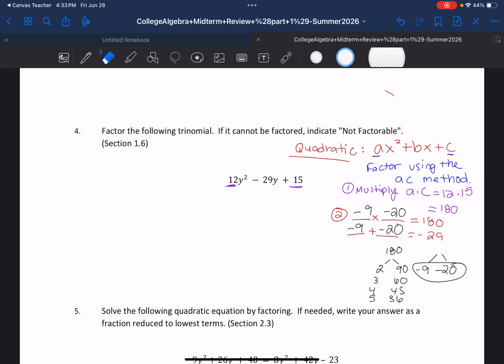So you may have been able to find that quicker than me, but I was just going through the process of what it takes if you have no idea where to start. So you just start dividing that number by numbers to see if you can find a pair of factors that could add up to the b. So I'm now going to erase this part so I have more room.